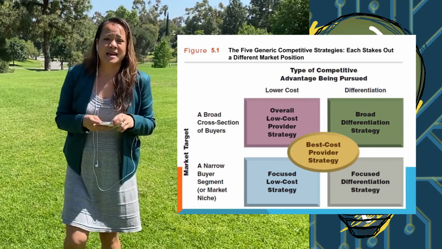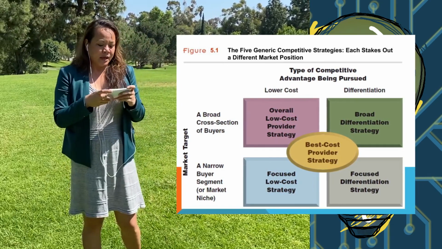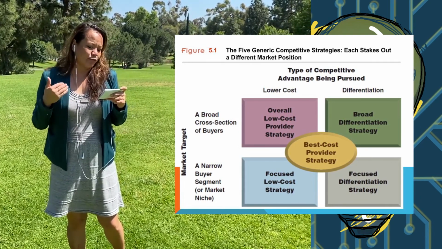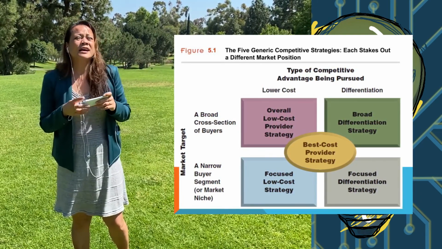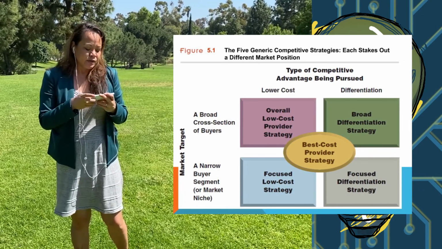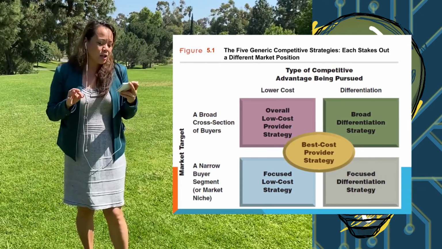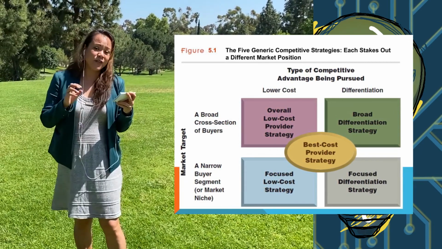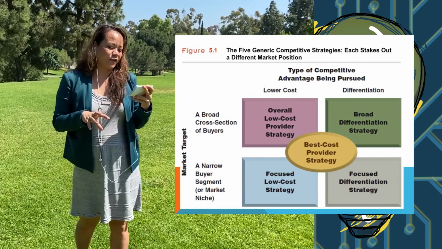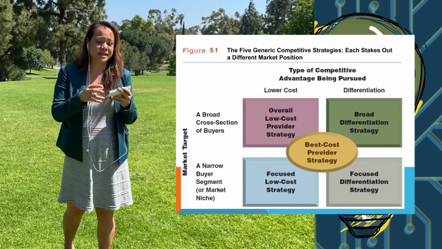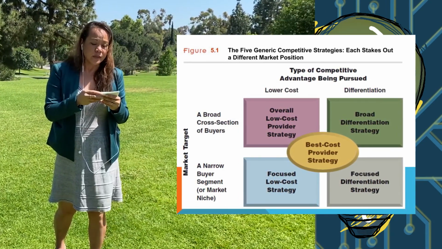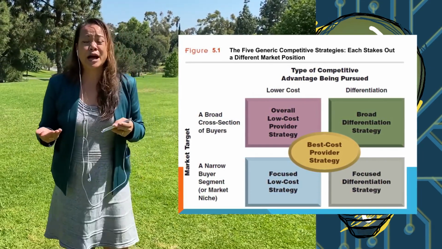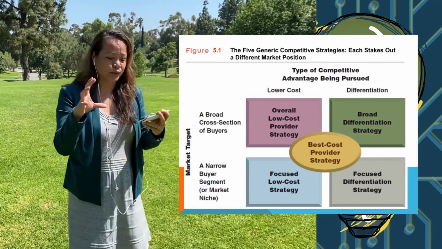So recapping that 2x2 matrix, you have low cost and differentiator strategy on one axis, and then you have broad and narrow target markets. So when you combine those together, you have broad low cost, you have broad differentiator, you have focused low cost or focused differentiator, and you have best cost in the very middle. So as you're thinking about each of those strategies, I encourage you to think about the different companies that compete in each of those little squares.